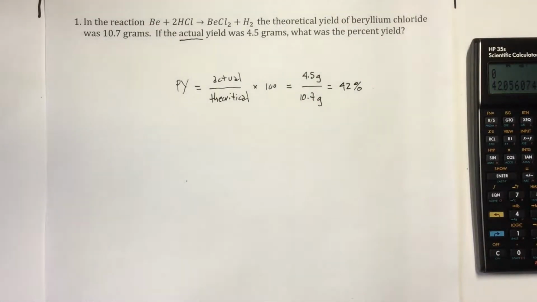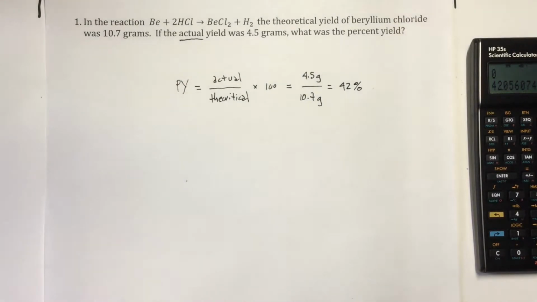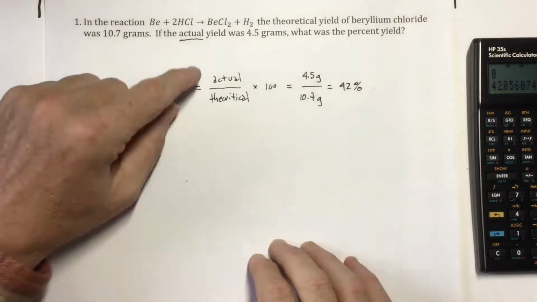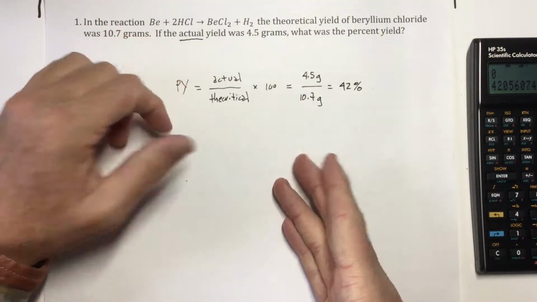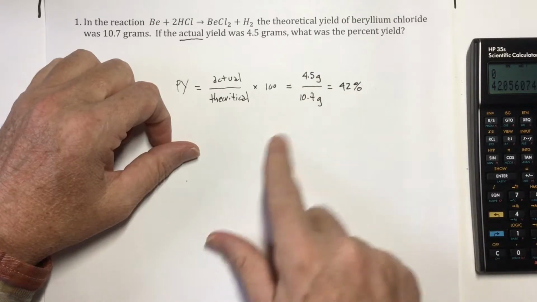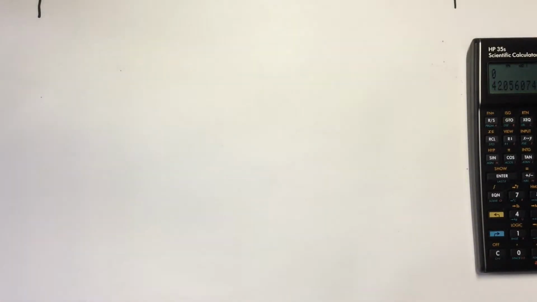And there you go. So percent yield is the actual result, the result that you get from actually performing a weight measurement on a scale, over the theoretical yield, which is what the stoichiometry should tell you will happen, and then we times 100 to turn it into percent. Very good. Number one, done.